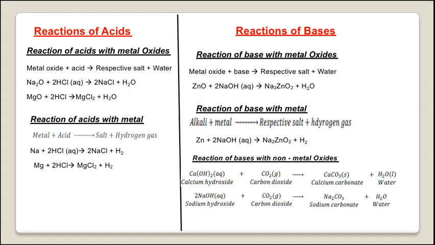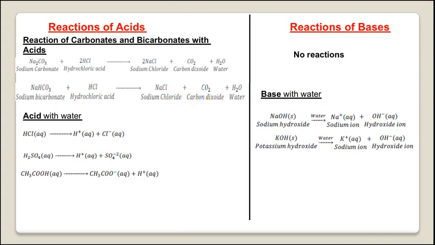Examples are given for non-metal oxides. Calcium hydroxide is reacting with carbon dioxide, which is a non-metal oxide, to produce salt and water. Again, sodium hydroxide reacts with the non-metal oxide carbon dioxide to produce salt, that is sodium carbonate, and water.